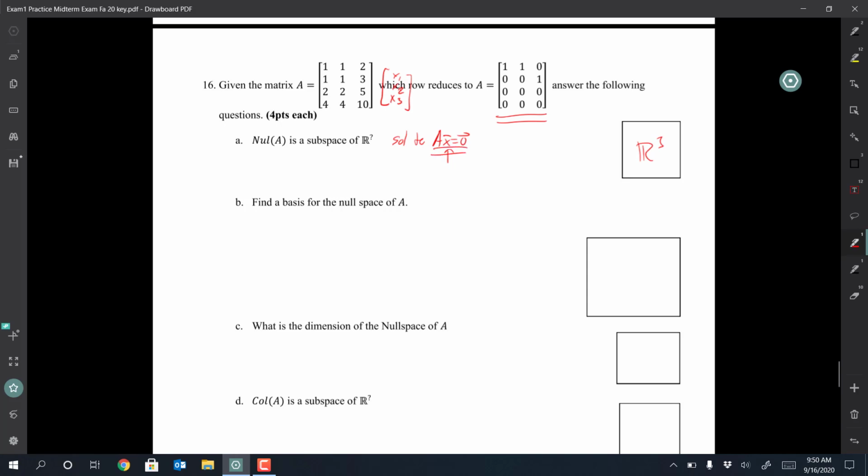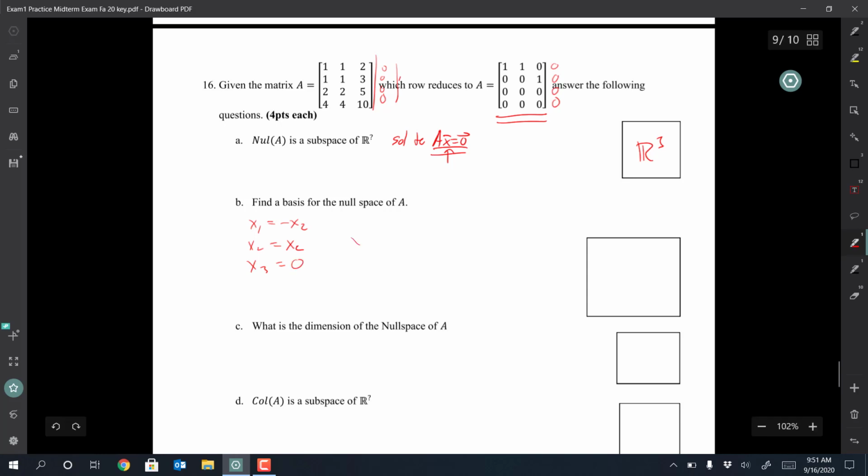Now, to solve Ax equals 0, all I would have to do is row reduce my matrix. But if I augment with zeros and do my row reduction, I'll just get this row reduced version over here with that extra augmented column. So from there, I can just write out my solutions. x1 is equal to negative x2. x2 looks like it's my free variable. And x3 is equal to 0.